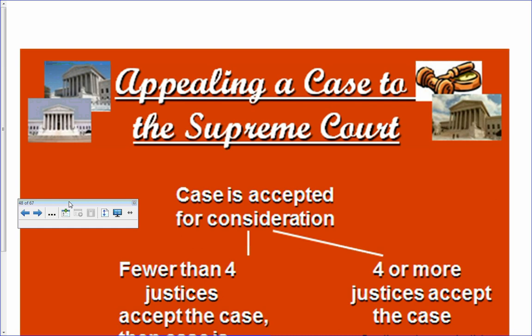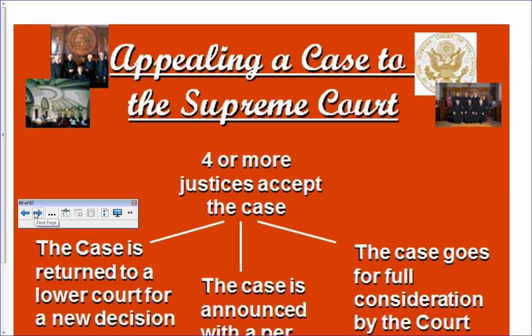Okay, so after the writ of certiorari is submitted and possibly accepted, it gets considered. We've kind of covered this before, but basically if 4 or more judges accept the case, it moves on. If there's less than 4, basically the verdict stands and the case will not be heard. So again, that's part of the rule of 4 there.